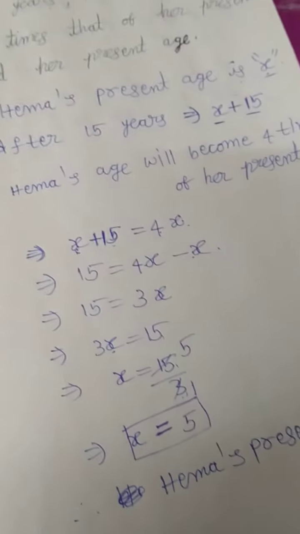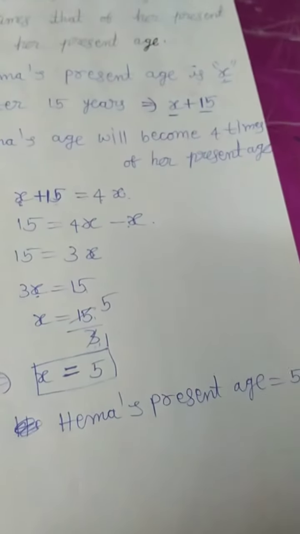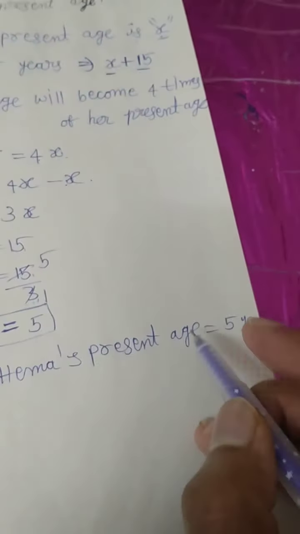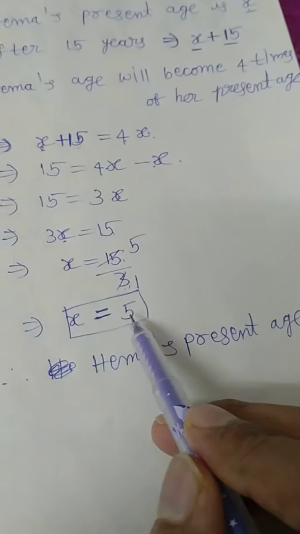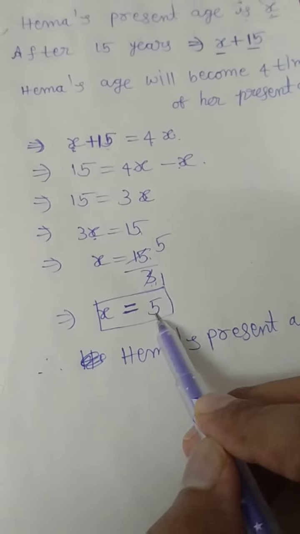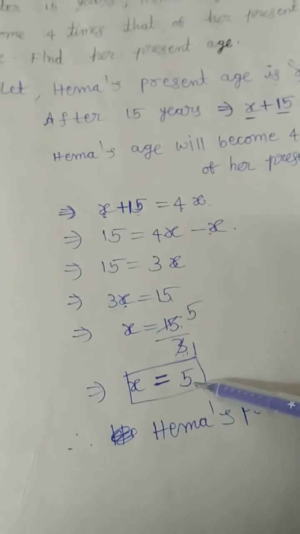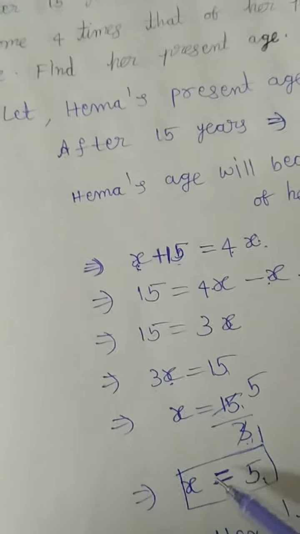Like time means 1 hour, 2 minutes, 3 minutes, 30 minutes, like that you should mention. Age means in years. So Hema's age is 5 years. So for confirmation, see children, present age is 5. After 15 years means 15 plus 5, so 20 it will become.